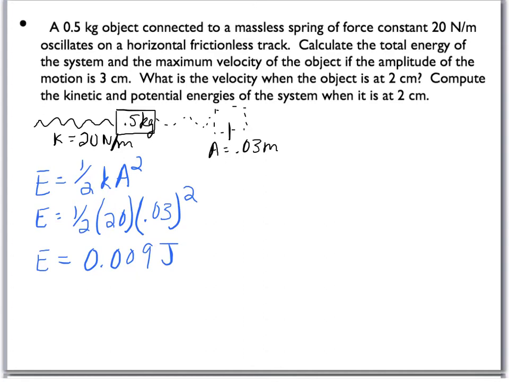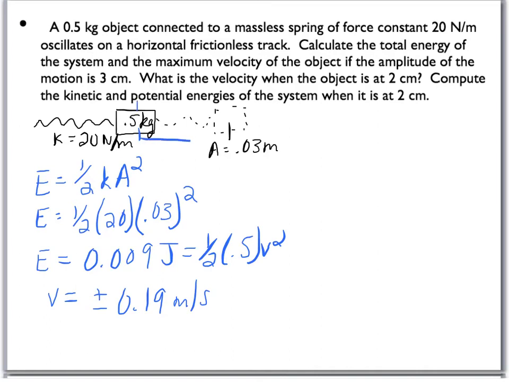Now, to find the maximum velocity of this thing, we could set this total energy equal to the kinetic energy, or 1/2 mv squared. When you solve for the v here, again, go ahead, plug it into your calculators. When you solve for that v, you would get a plus or minus 0.19 meters per second. We do put the plus or minus on there because, again, it could go through that equilibrium position in either direction, coming this way or coming back this way. And again, it is at the equilibrium position where our velocity is going to be maximized.